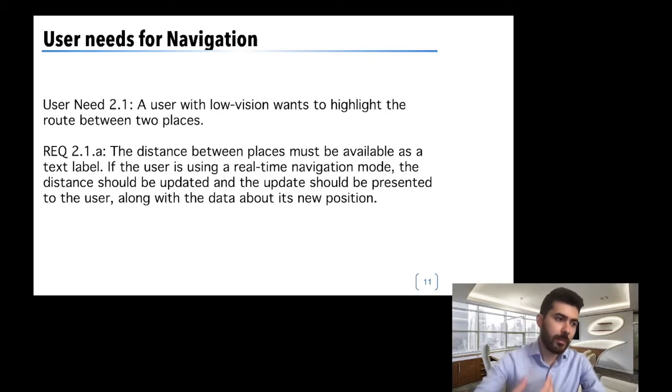So think about a user that wants to navigate towards a destination, and we are moving while looking into the map. And so we are using real-time or near real-time navigation mode. In this case, the distance should be updated because the position of the user is updating, and this update should be presented to the user with text labels and should contain information about the new position.